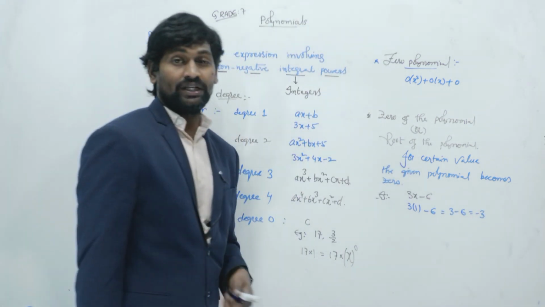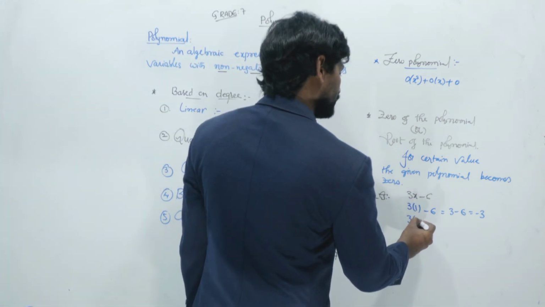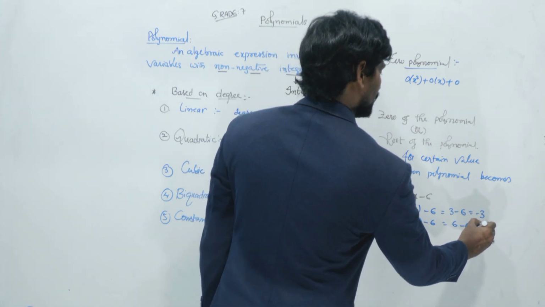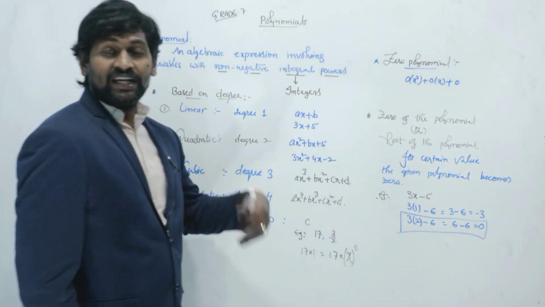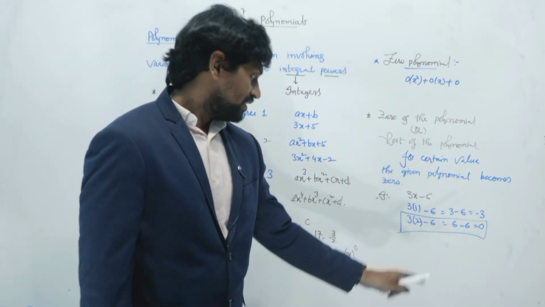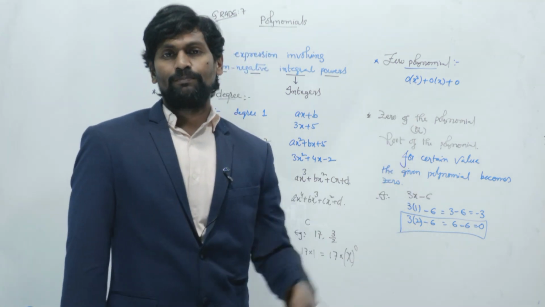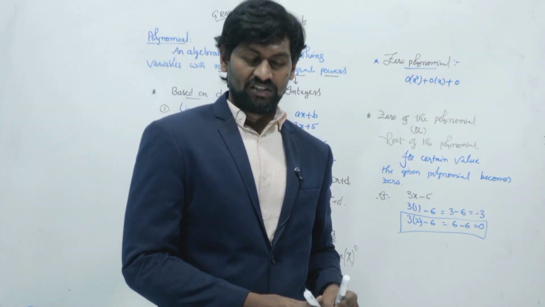I am going through trial and error method. Now, in the place of x, let me substitute 2. 3 2s are 6. 6 minus 6 equal to 0. That means at the value of 2, the entire polynomial becomes 0. Here 2 is called zero of the polynomial or root of the polynomial. Okay? Right.